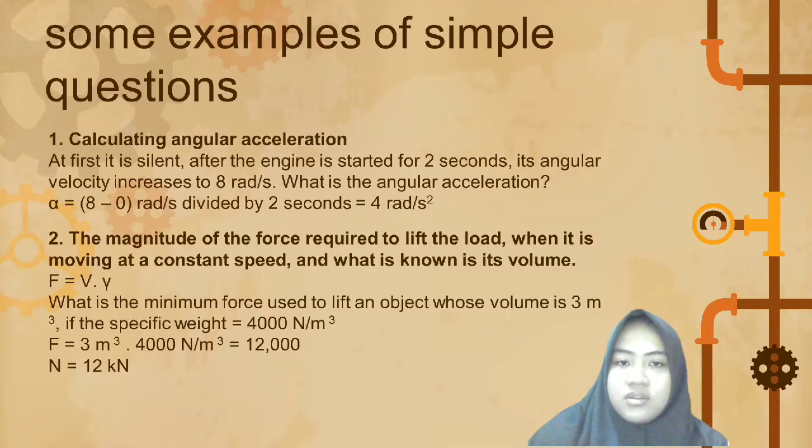2. The magnitude of the force required to lift the load when it's moving at a constant speed, and what is known is volume. Use the formula F equals V times gamma. What is the minimum force used to lift an object whose volume is 3 meters cubed, if the specific weight equals 4,000 Newton per meter cubed? F equals 3 meter cubed times 4,000 Newton per meter cubed equals 12,000 N, equals 12 kilonewton.